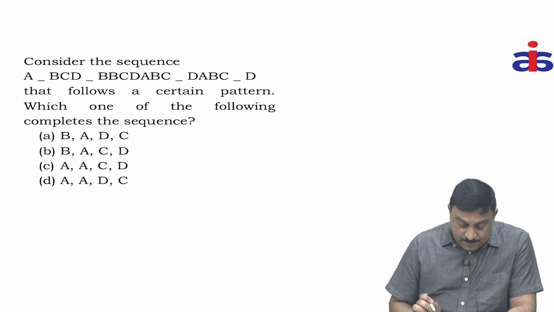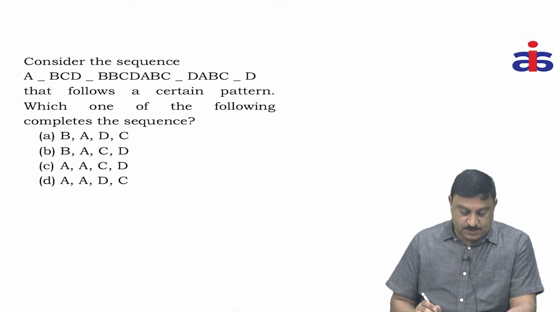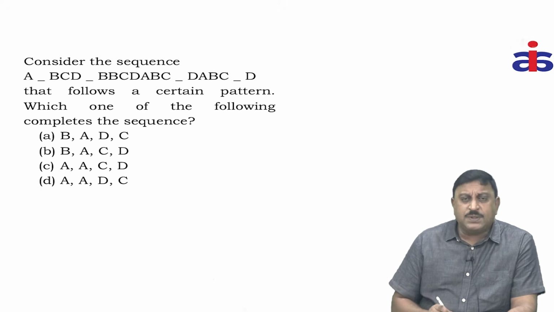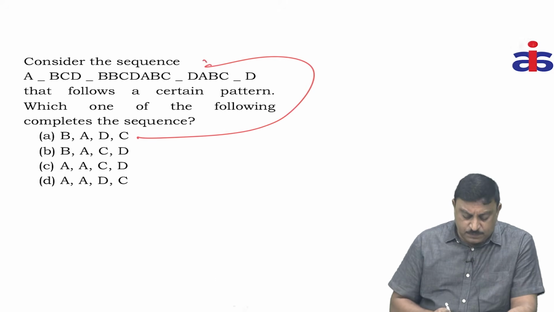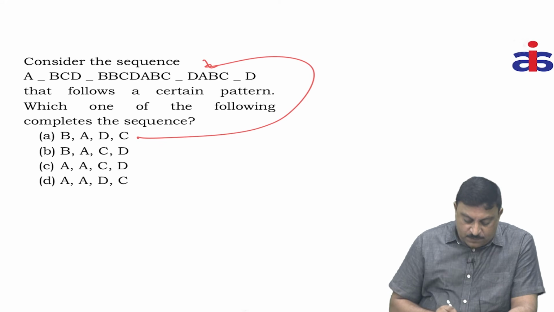Okay, then. Yes, so it is a letter sequence. Consider the sequence they are saying: A dash B C D dash B B C D A B C dash B. Generally for this one we have to use trial and error only. You have to try all the cases and do the exercise, and you should follow a sequence. So which one of the following completes the sequence?